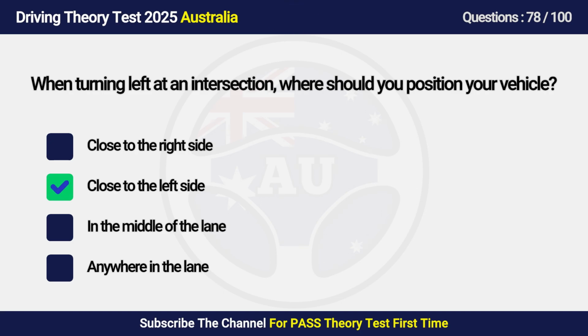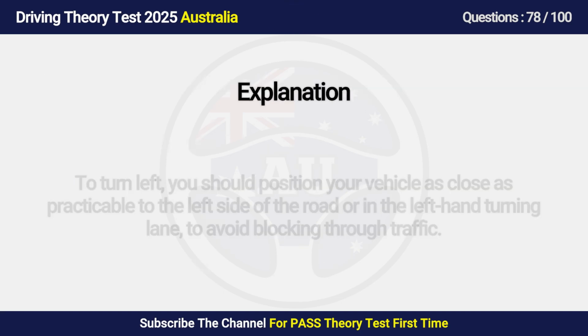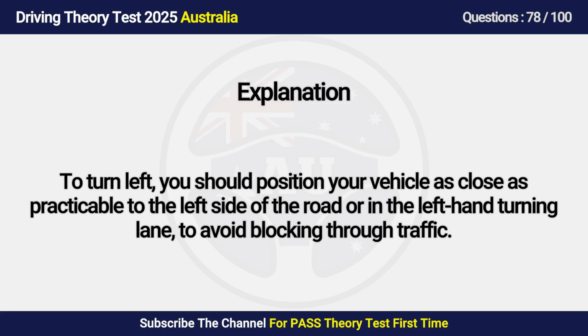Answer is B, close to the left side. To turn left, you should position your vehicle as close as practicable to the left side of the road or in the turning lane to avoid blocking through traffic.